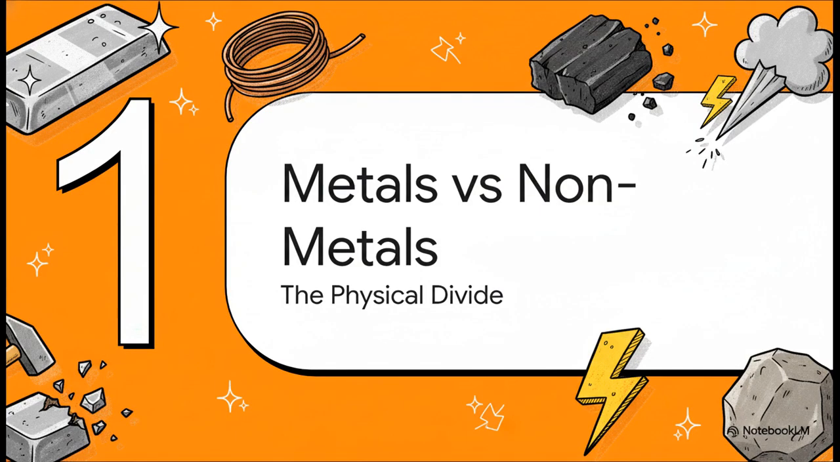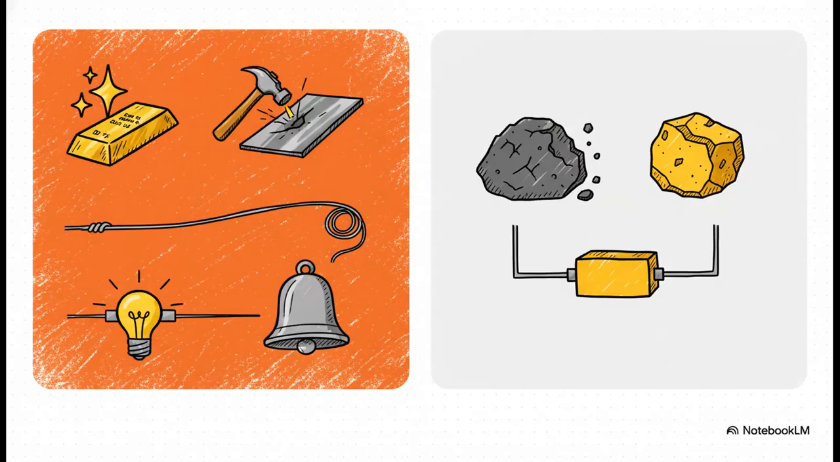First up, we'll do a quick recap of the physical properties. These are the properties that really create that clear separation between what we call a metal and a nonmetal. Let's quickly go over the key differences. On the left, we have metals. They are typically lustrous, that means shiny. They are malleable, meaning you can hammer them into thin sheets, and ductile, meaning you can pull them into wires. They are also sonorous, they make a ringing sound, and of course, they are great conductors.